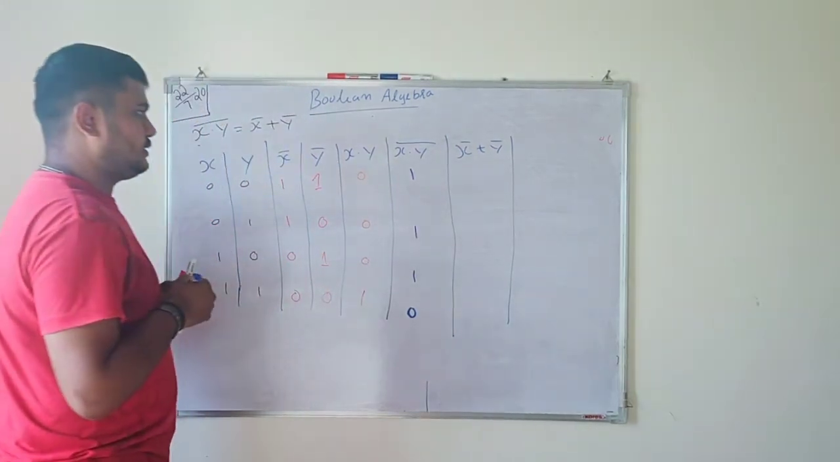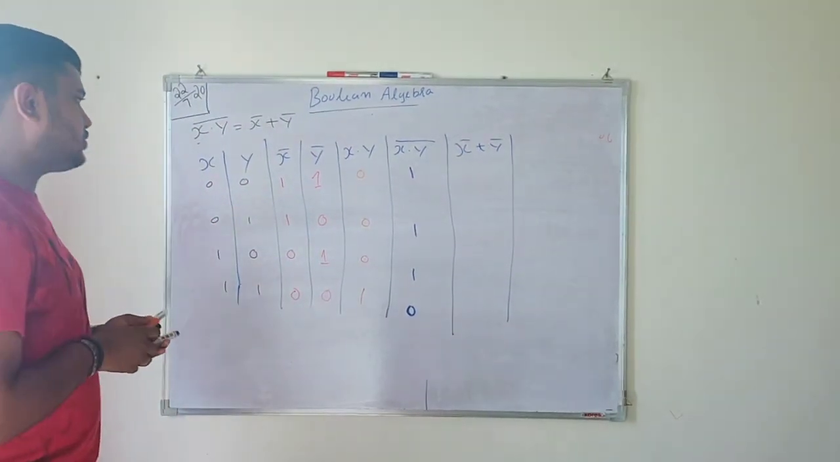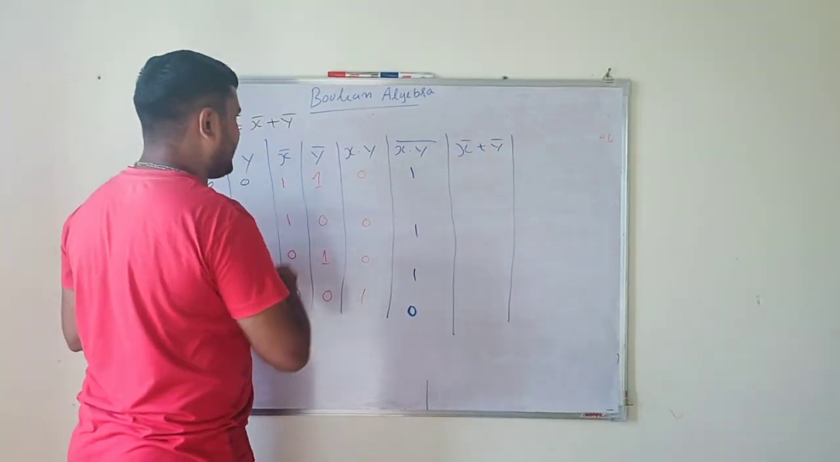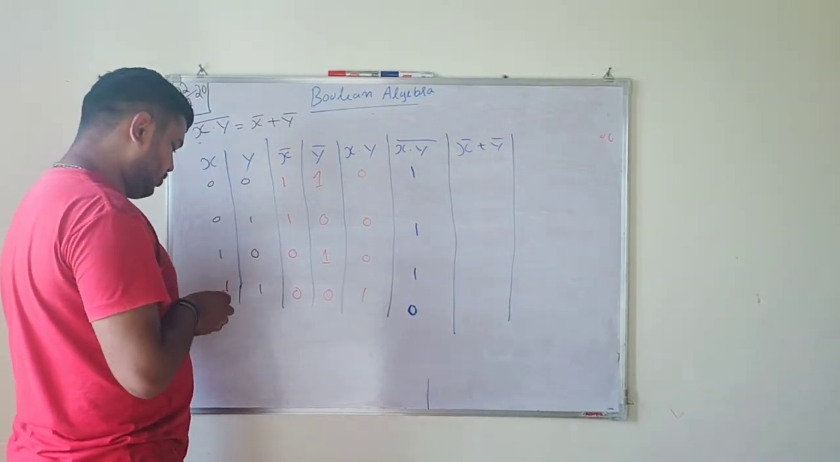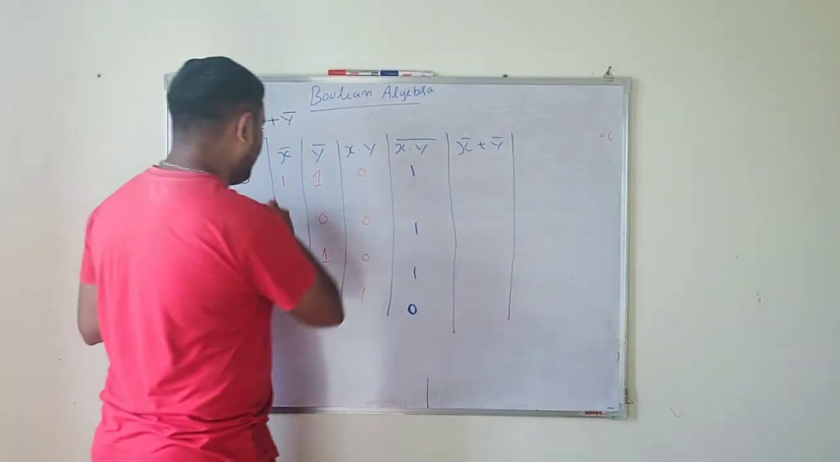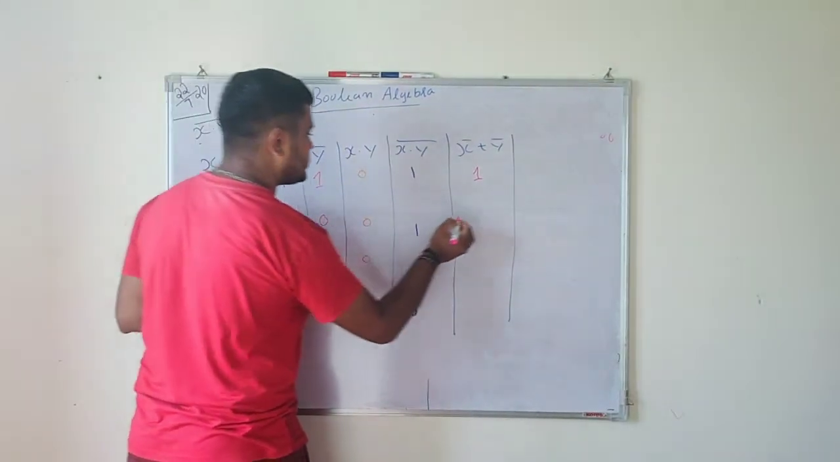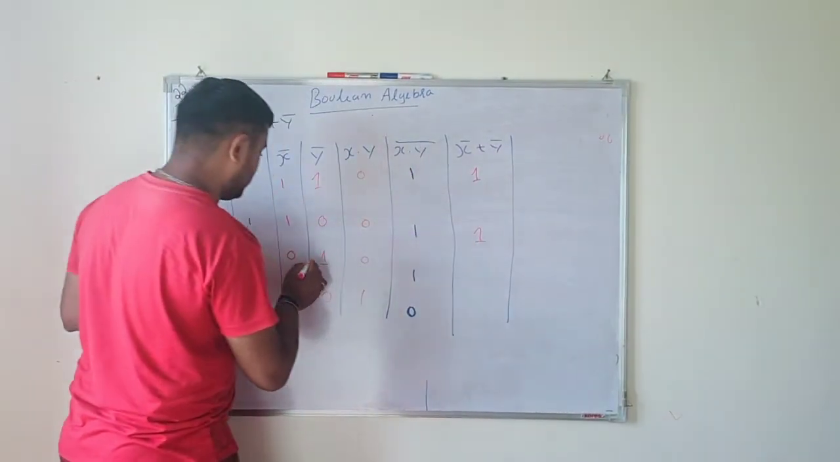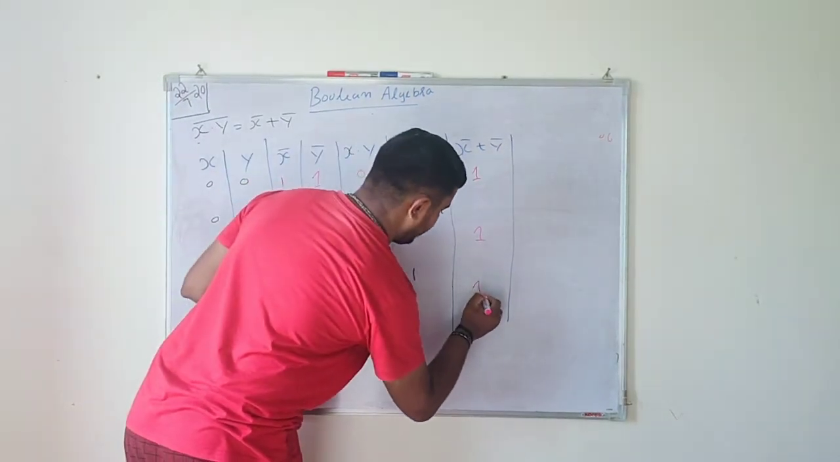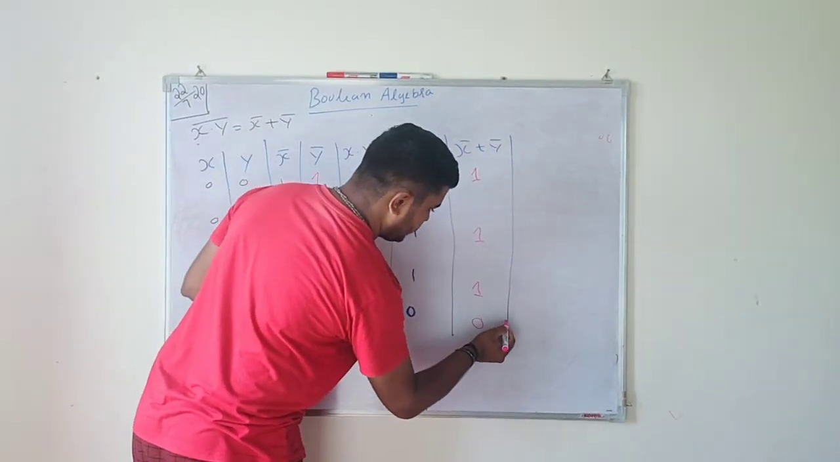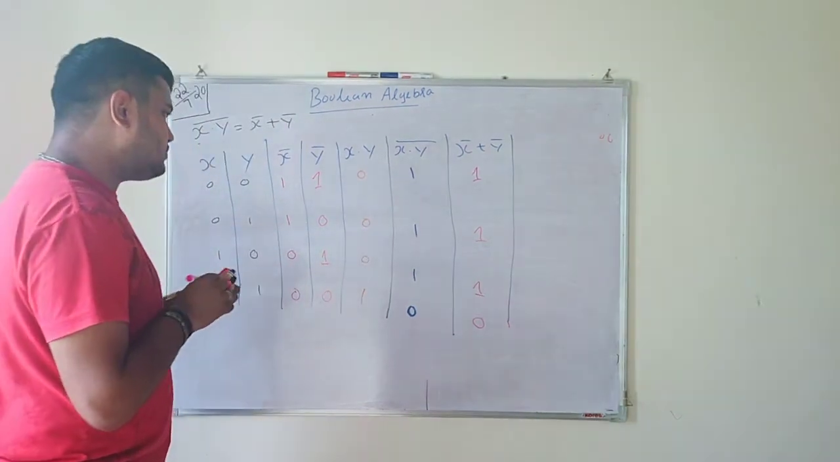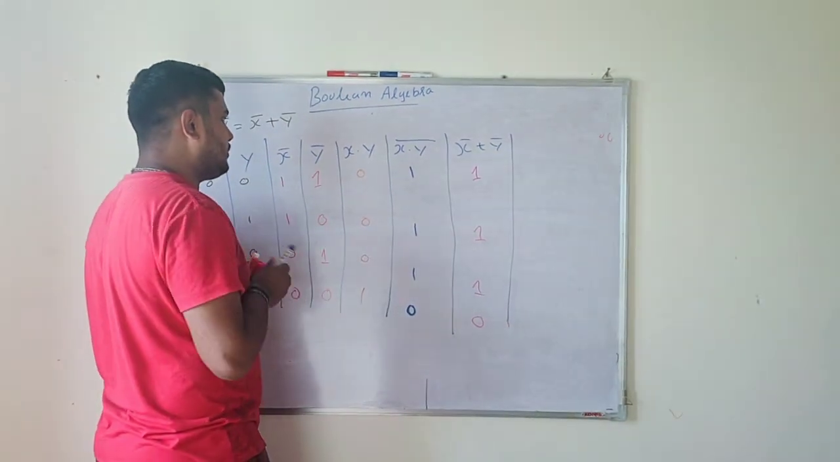Okay. Next. Now what should we do? We should add x bar plus y bar. So how do we do x bar plus y bar? So 1 plus 1 is 1. So 1 plus 0 is 1. 0 plus 1 is 1. So 0 plus 0 is 0. So check out the columns. We have an identical column here.